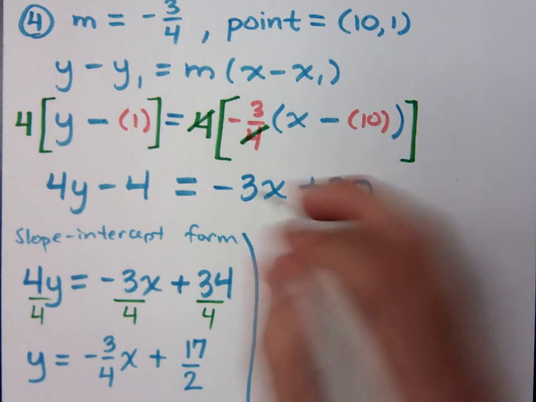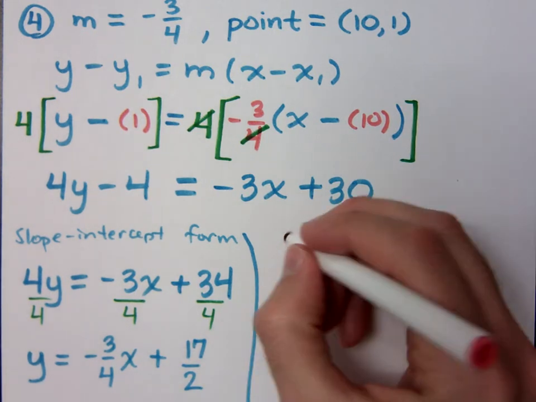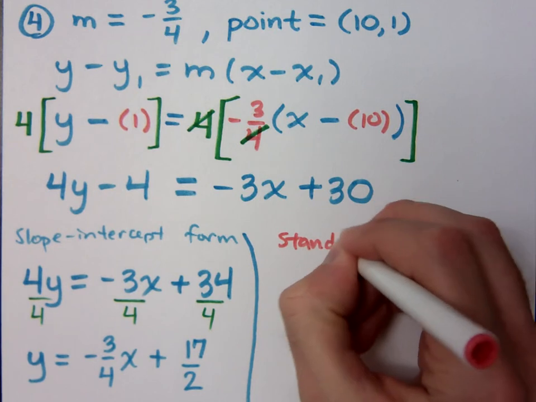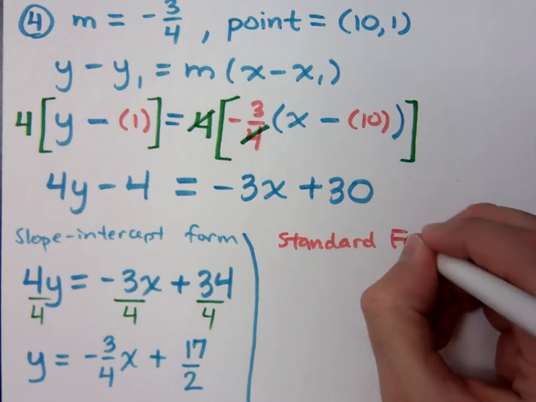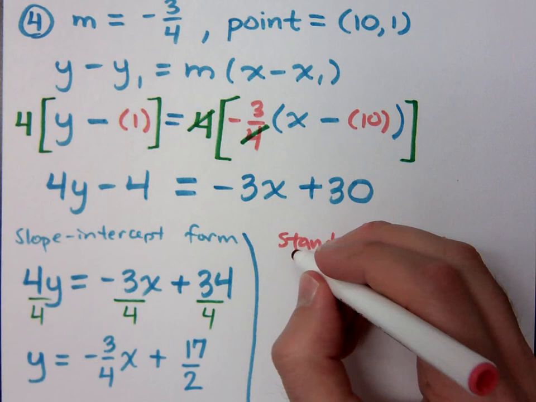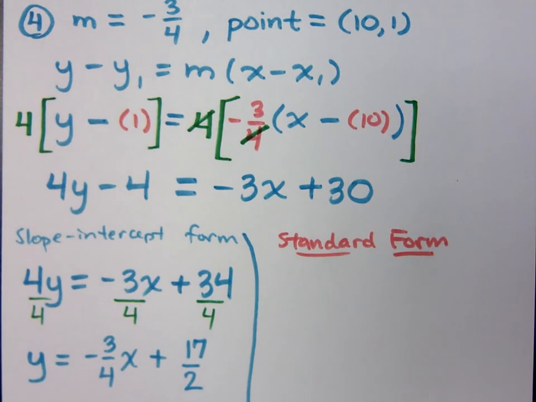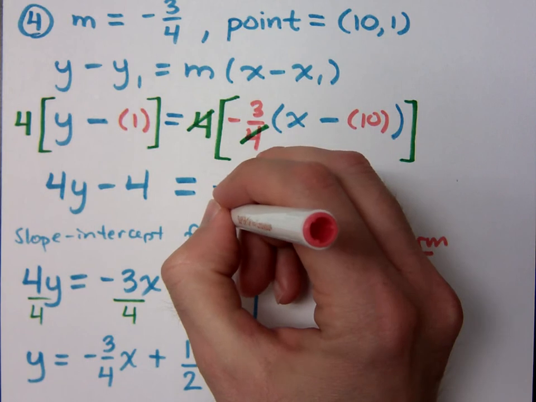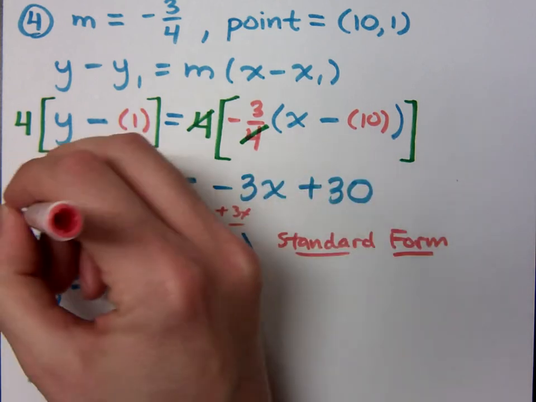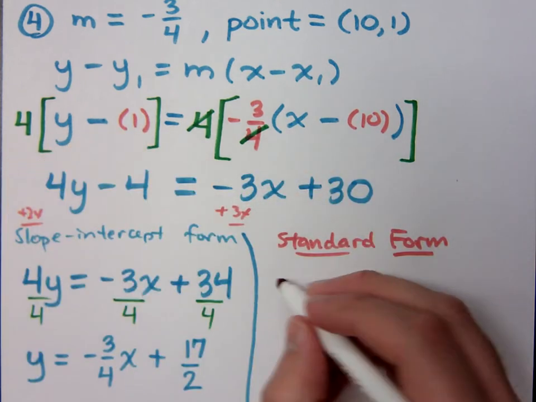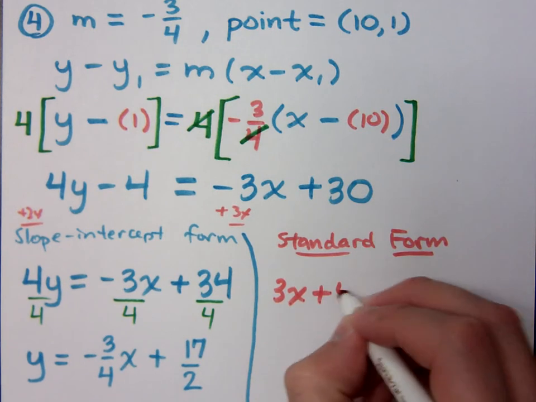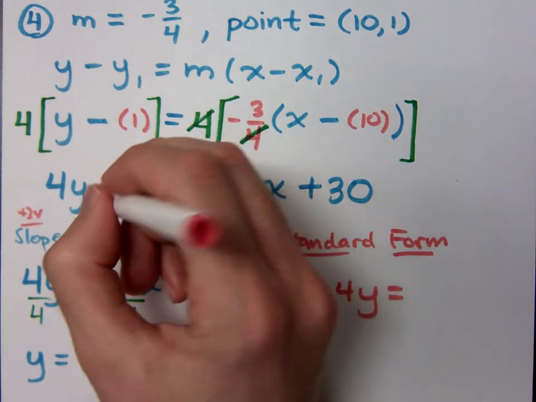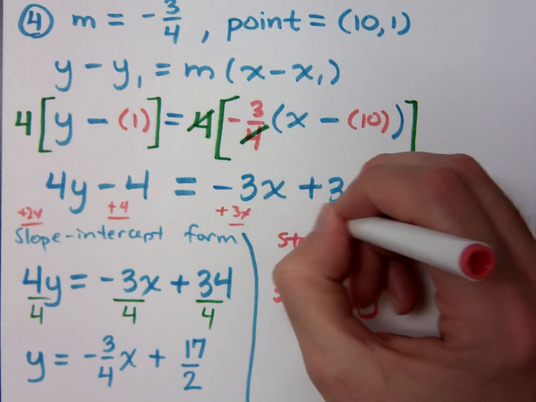But I want you to see what would happen if you did this by putting it into standard form. It's a lot prettier. Now notice the standard form says you put all the variables on one side, right? How do you put all the variables on one side? You would add the 3x, so 3x plus 4y, and then you'd have to do what? Move the 4 over and you get 34.